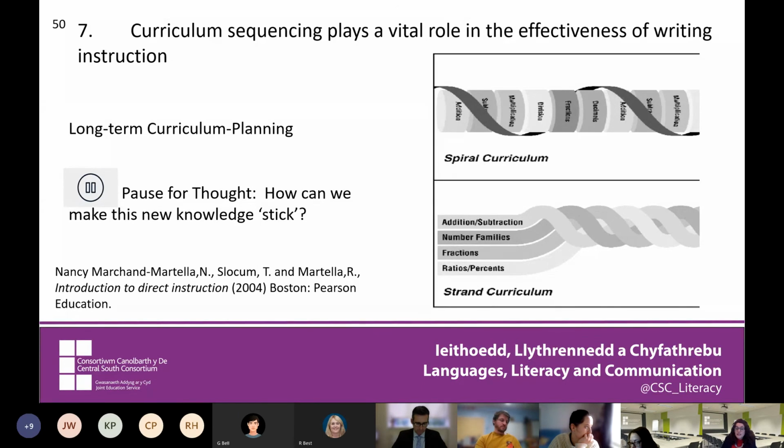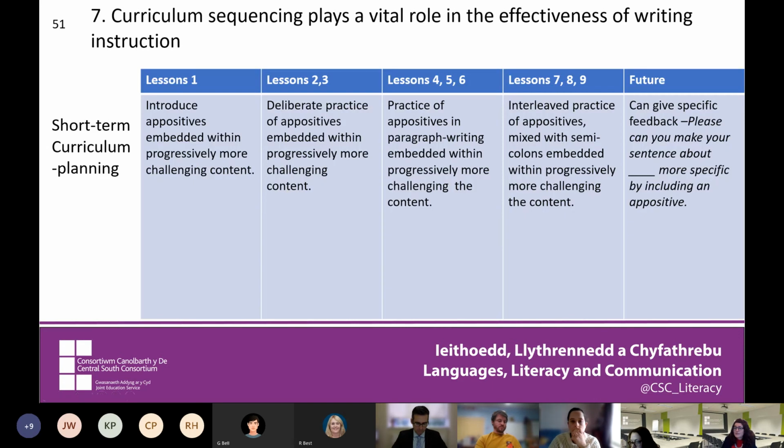So how might this look as a rough curriculum plan? Here's one I did earlier. So this is my short-term curriculum planning. Again, I'm still an English teacher, but here I'm going to start teaching about the Romans. I've just used Romans as an example.